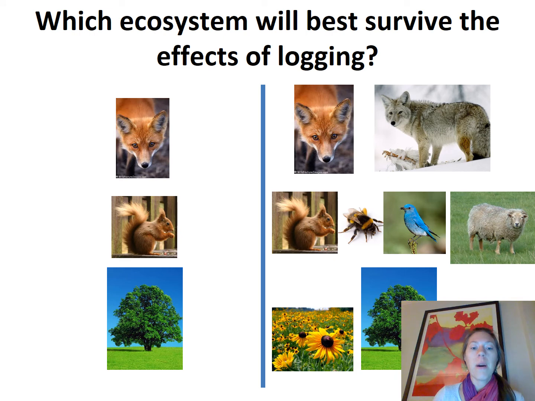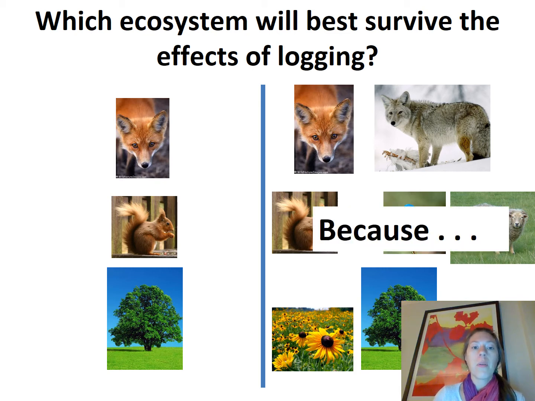Well, if we think about a forest and we look at these groups of organisms that might live in that area, which one, if we come through and log, do you think is going to be affected the most? Or have the best chance of survival? So most affected is the least amount of biodiversity. And greater survivability is definitely going to be the one with more biodiversity.